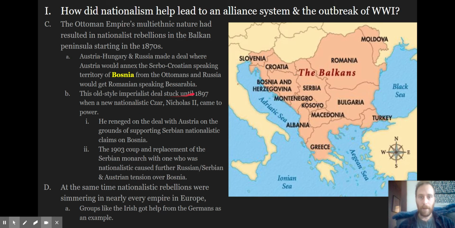So in any case, in 1897, there's a new czar of Russia who comes into power, and he effectively reneges on the deal where the Russians and the Austrians are going to divide the Balkans up between the two of them.